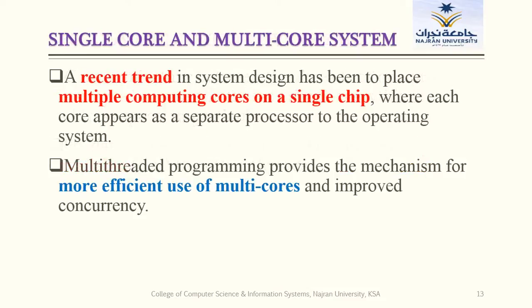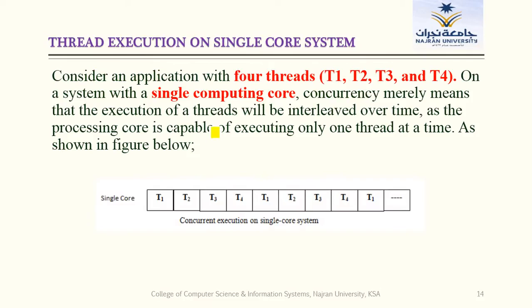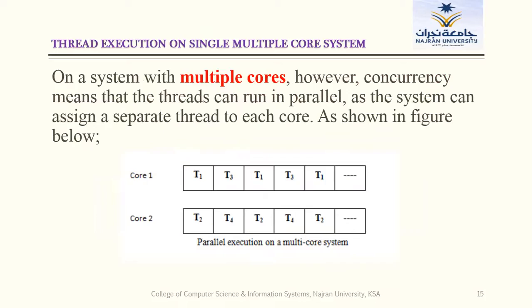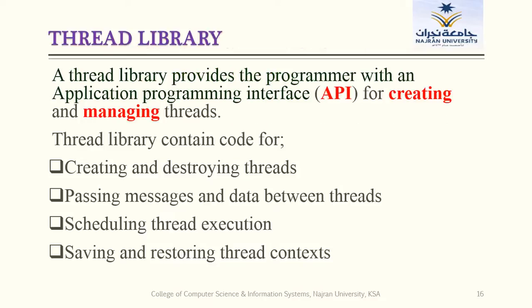Then we saw we have two types of system: single core and multi core systems. Currently most of the systems that we get are multi core systems. We saw thread execution on a single core system and thread execution on a multiple core system. In terms of time, thread execution on a multiple core system is efficient and less time consuming than on a single core system.